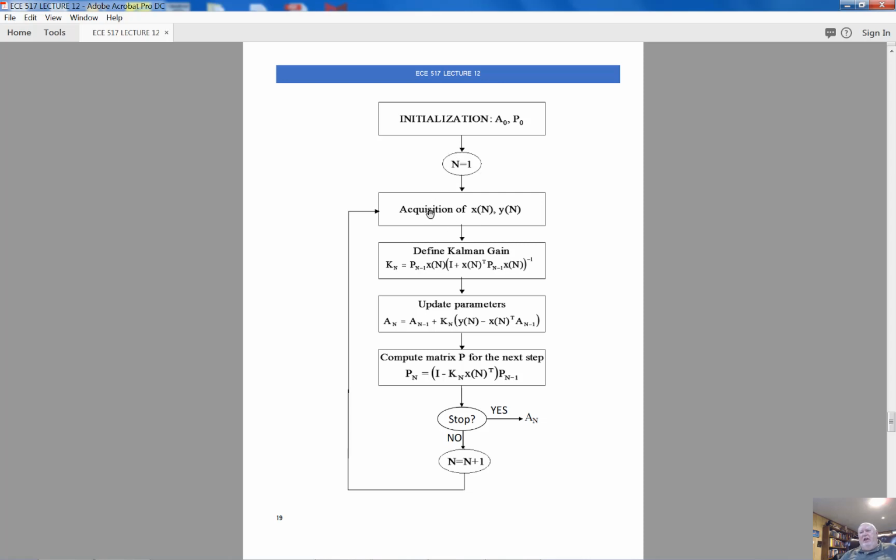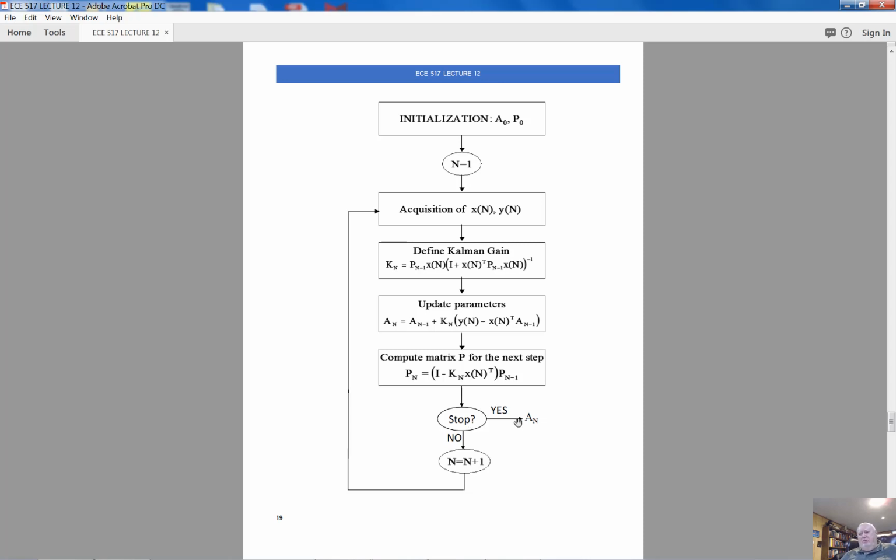Then you have to acquire measurements x and measurements y corresponding to n equal to 1, the first set of input-output measurements. The next you compute Kalman gain. The next you update the parameters. The next you compute matrix P for the next step of the procedure. And then you get into a critical point. Should you stop or should you continue your procedure?